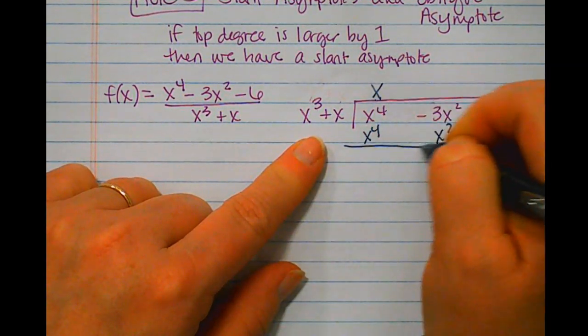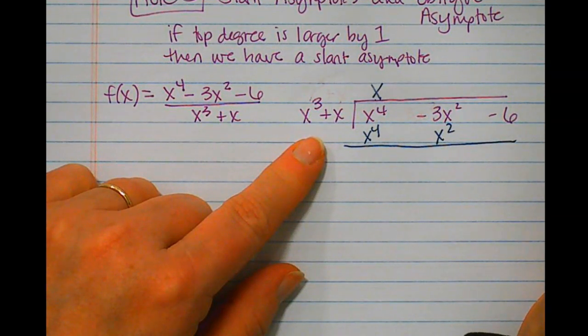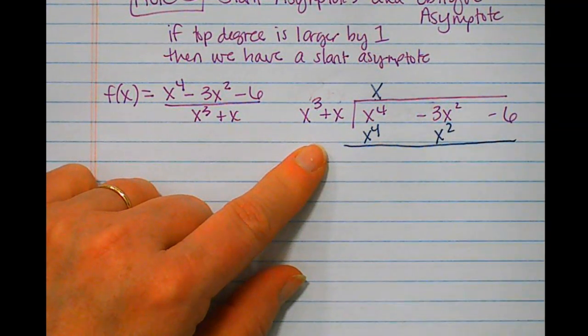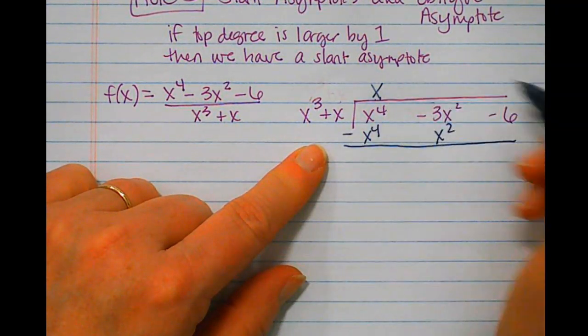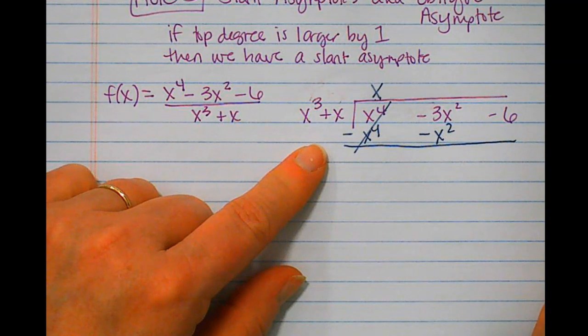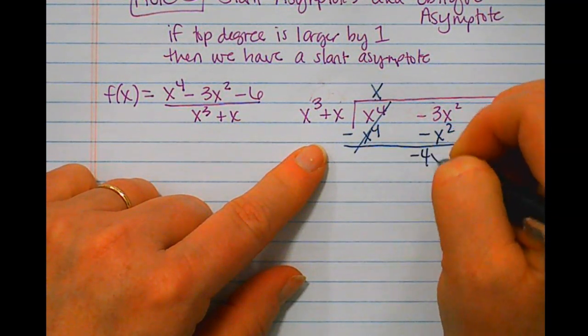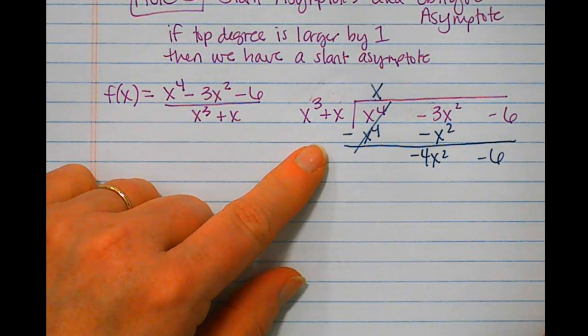Okay, and I draw my line. What happens after I draw my line? Jack, what do I do? With long division, I haven't done the subtraction yet, right? So I do need to bring the negative 6 down, but first I have to subtract this so that it cancels and then subtract that one. Okay, so now I have negative 4x squared minus 6.